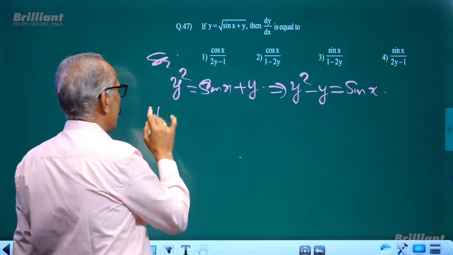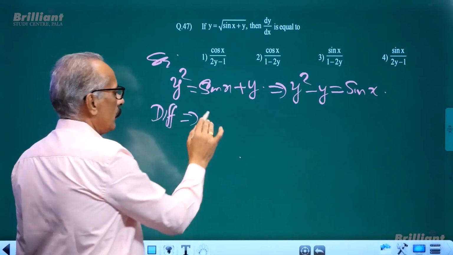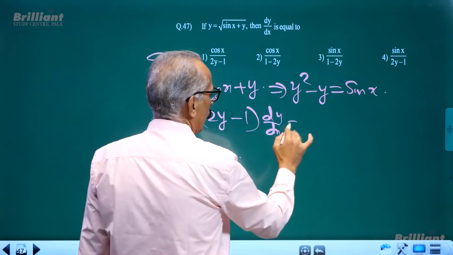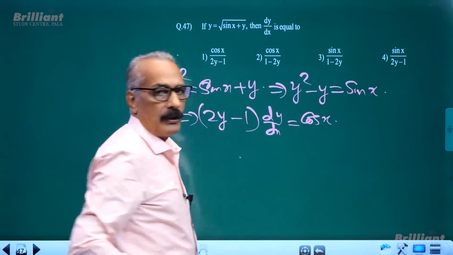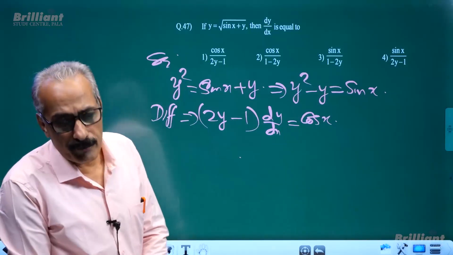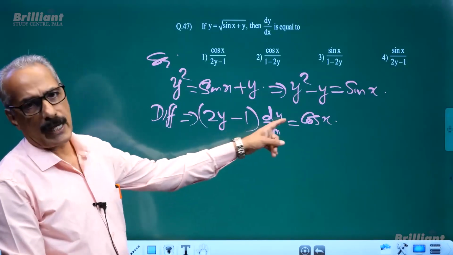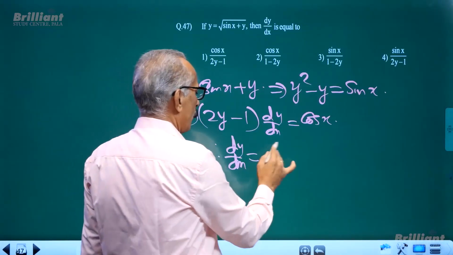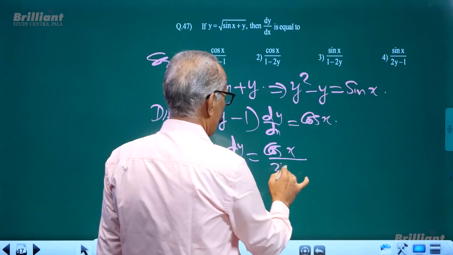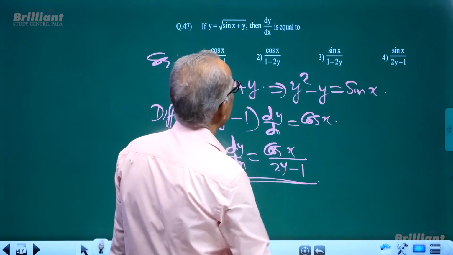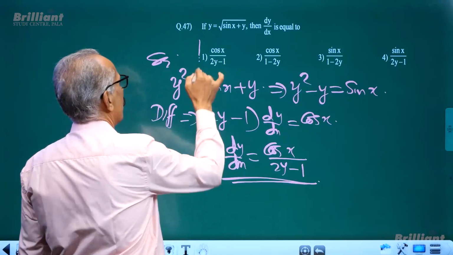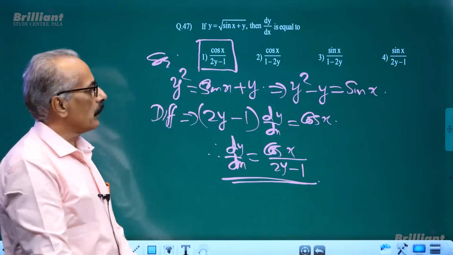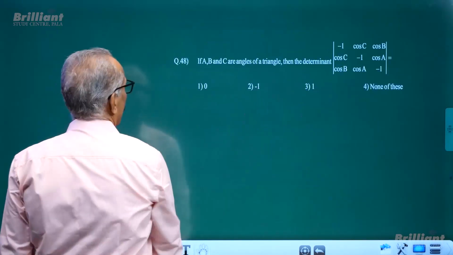Let us now differentiate with respect to x. It is 2y minus 1 into dy by dx equal to cos x. So the derivative of y square is 2y dy by dx, the derivative of y is dy by dx. I have taken dy by dx common. Therefore, dy by dx is equal to cos x divided by 2y minus 1. The first option is your answer. 47, your first option. Right. We'll move on to the next.